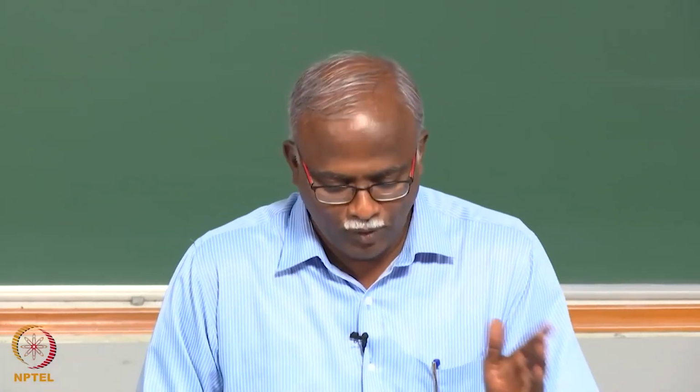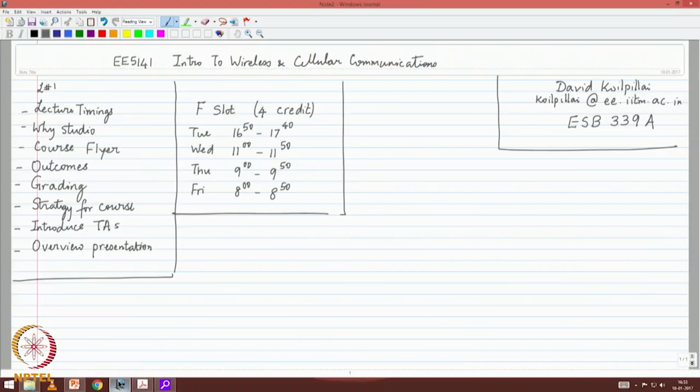So as the screen is coming up, I just wanted to mention a couple of points regarding the timing. This is an F-slot course, but it's a 4-credit course. So in addition to the morning slots, we have one afternoon slot, which is Tuesdays at 4:50 to 5:40, and we'll keep the slot as it is at the present time. Let's see if we can shift it to an earlier slot, in case there is an earlier time slot available to us.